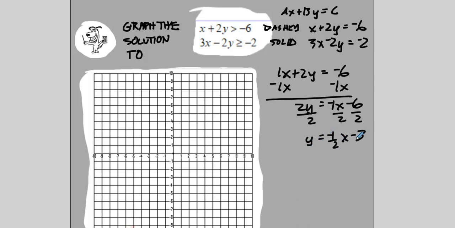So now we plot that boundary, which is going to be dashed. So the y-intercept is -3. The slope is -1/2, so it's falling downward, over 2, down 1, over 2, down 1, over 2, down 1. It's a dashed line.